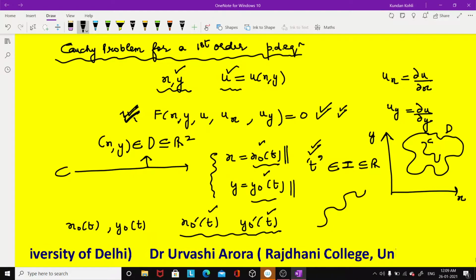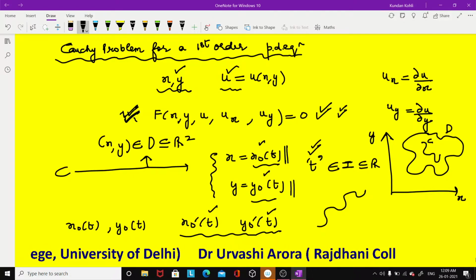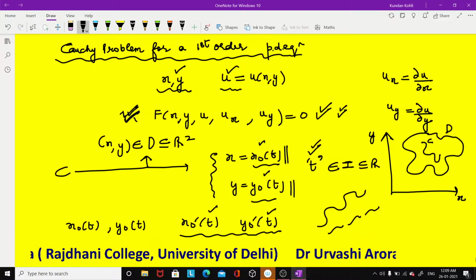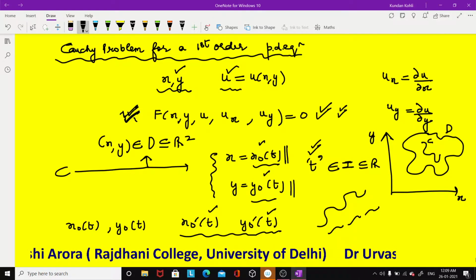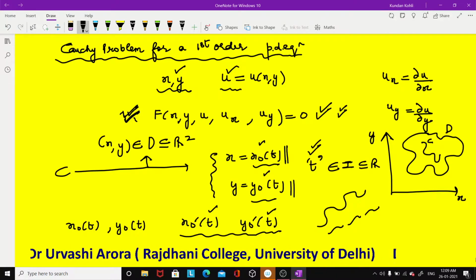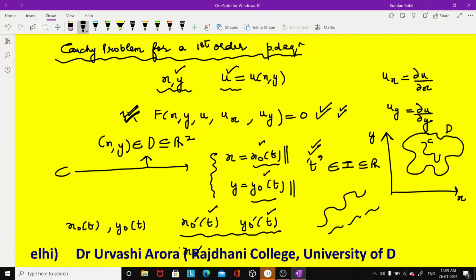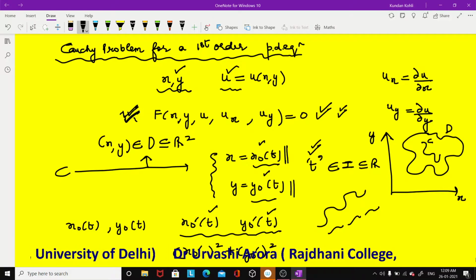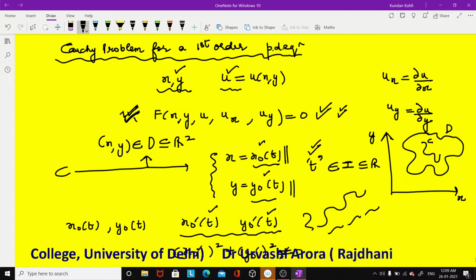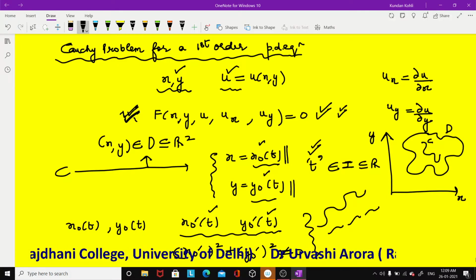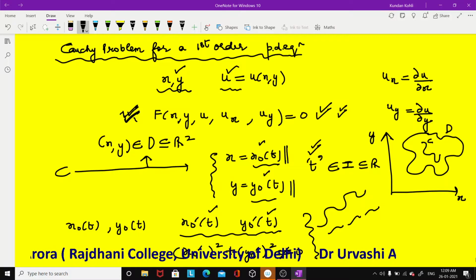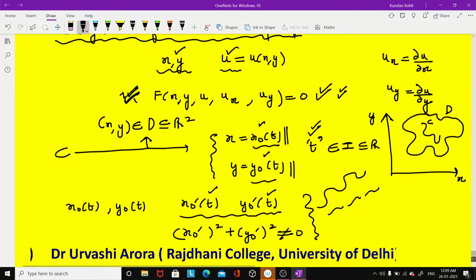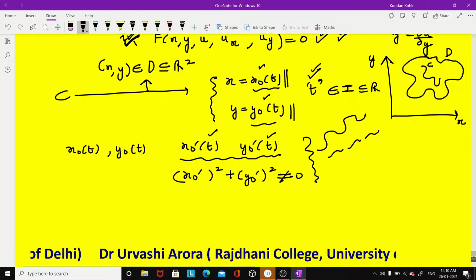It might have breaks, but it might be continuous in pieces. So these are piecewise continuous functions. This is what we are assuming, and we also assume that x naught dash square plus y naught dash square is non-zero. Why these assumptions are being made, I'll come back to that, but these are the assumptions we make with respect to the functions x naught t and y naught t.